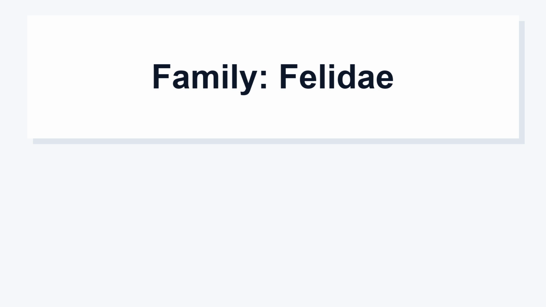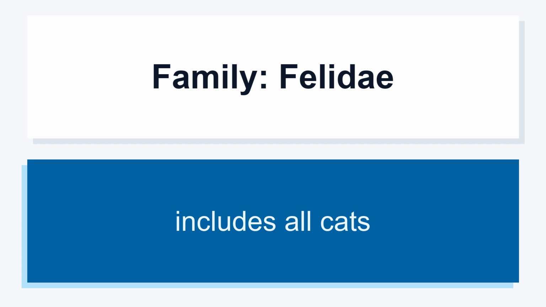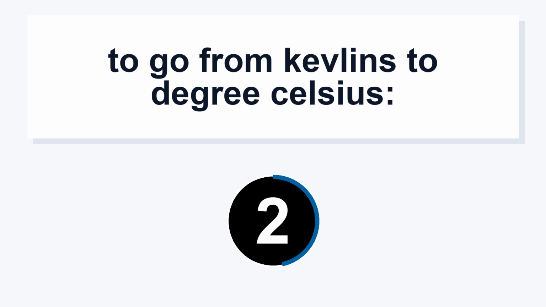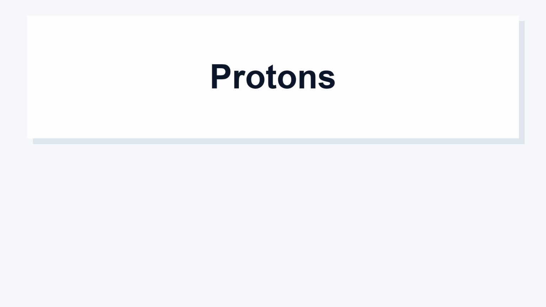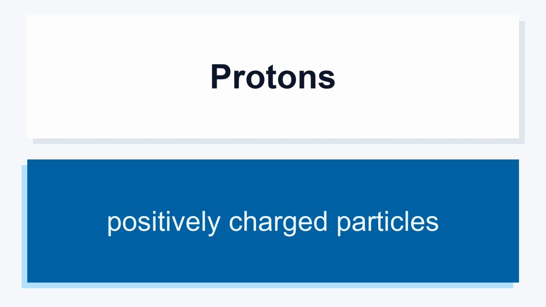Family, Felidae: includes all cats. To go from Kelvins to degrees Celsius, subtract 273.15 from the Kelvin temperature. Protons: positively charged particles.